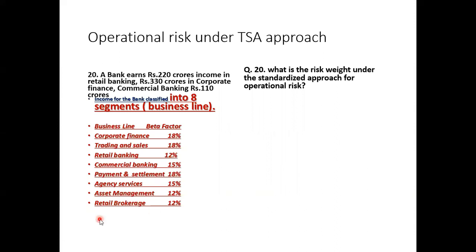Okay. So next 2 segments 15%. 2 categories are 15: commercial banking 15%, agency 15%. The other 3 are 12. Okay, the 8 segments, there is no other choice, you have to memorize. In the exam they will not give them. Now you see the question, retail banking 12. So 220 into 12, multiply. 220 income, the loss may be, the risk weight is 26.4.